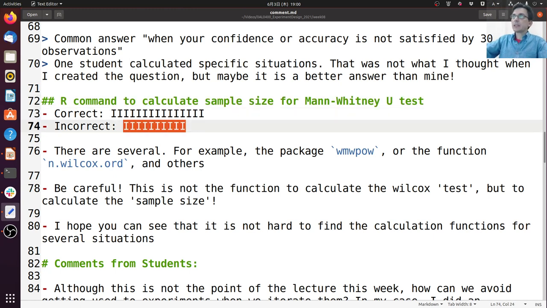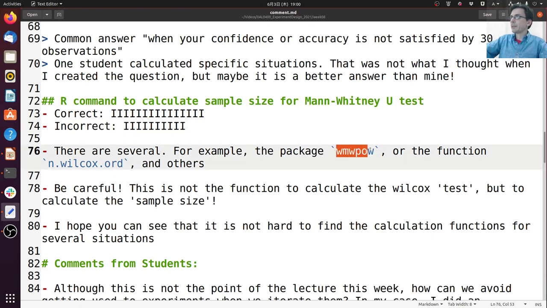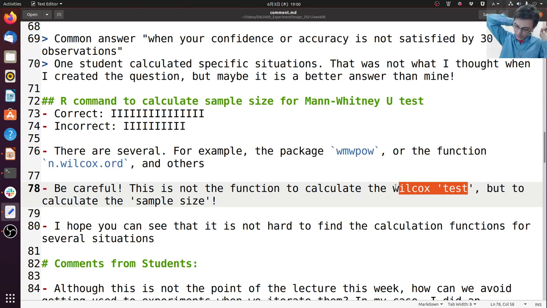There are many comments. The most common answers were using the package wmpower or the function anyWilcoxOrd, but there are other answers, and if you answer with the function from R that calculates this, then that's correct. Now, one kind of incorrect answer that happened many times was the Wilcox test function. The Wilcox test function will calculate the test, but it will not calculate the sample size. So please make sure that you know the difference between calculating the sample size and calculating the test. These are two different things, okay? So make sure you know the difference between these.